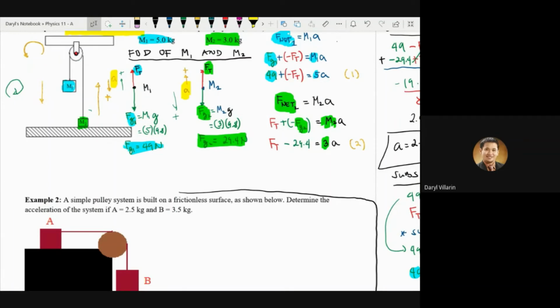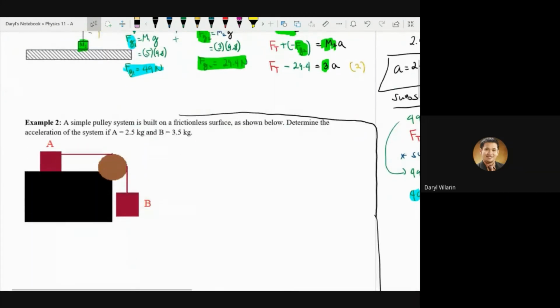Okay, so let's take example number two here. In some cases it would be given like this, but essentially I would employ the same procedure. A simple pulley system is built on a frictionless surface. Take note of this: frictionless surface. But mind you, maybe in your physics 12, Mr. Su will give you something with friction, as shown below.